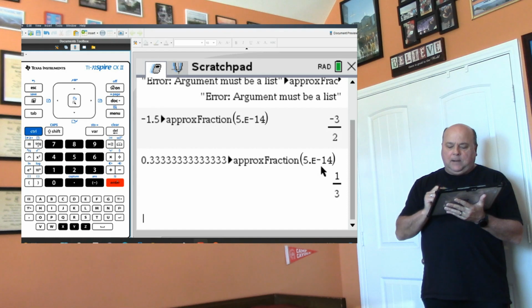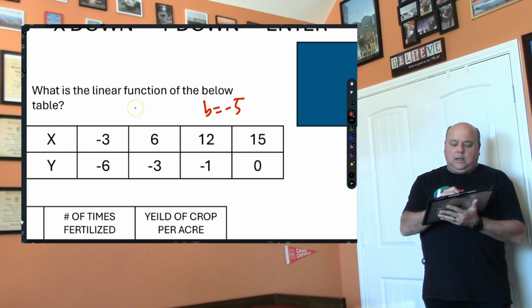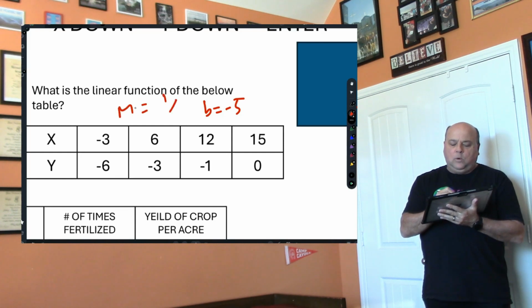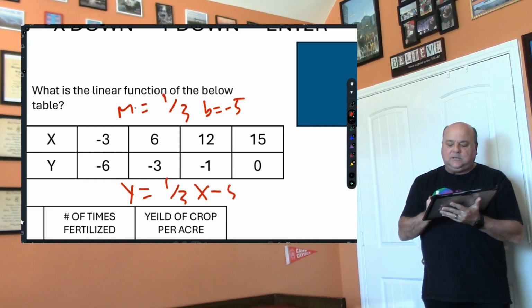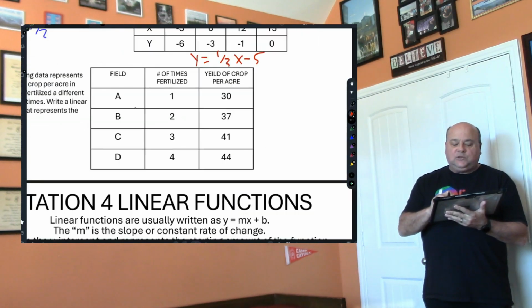So I'm going to go to my paper. And then my M is equal to 1/3, right? So the equation is going to be y equals 1 over 3x minus 5. Now then, the last one.